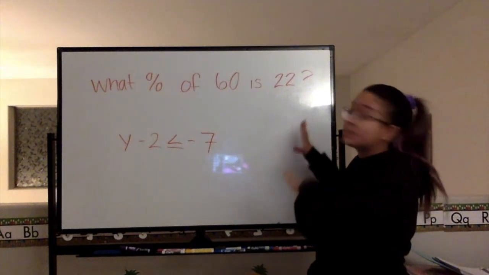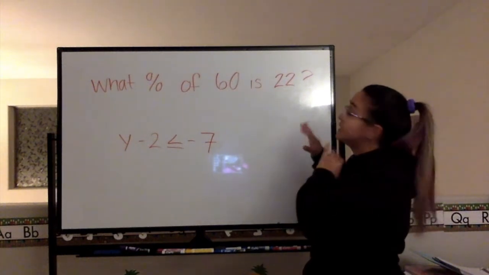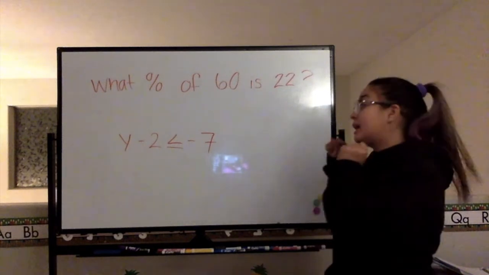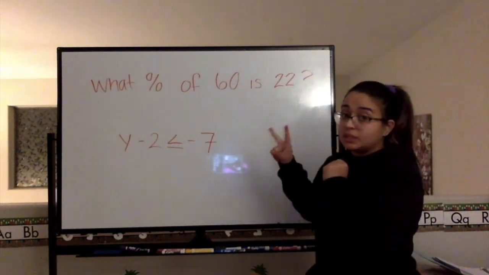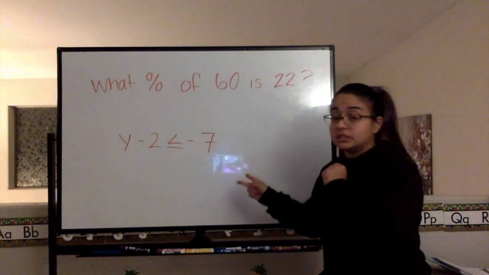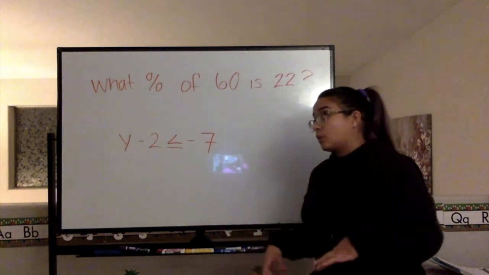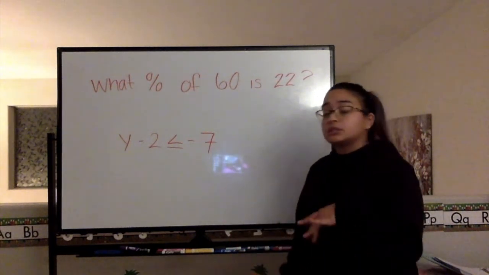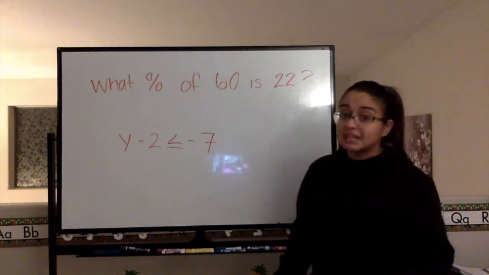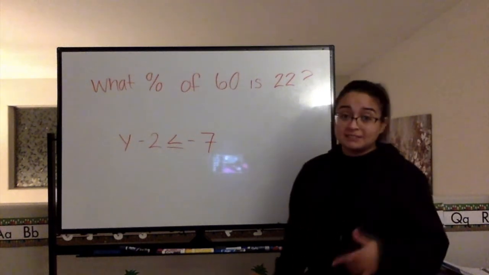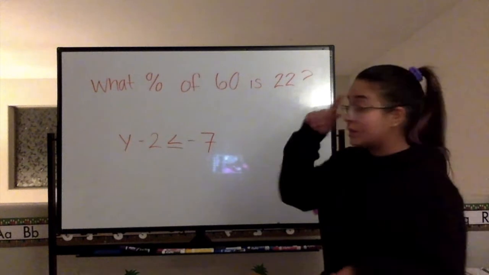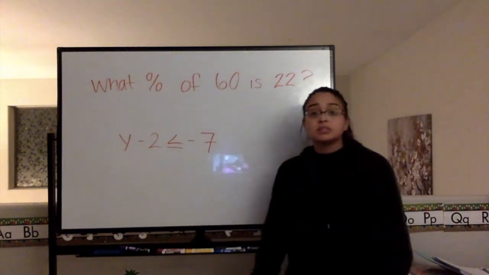First problem is, what percent of 60 is 22? And the second one is solving this inequality using addition and subtraction. The inequality is y minus 2 is less than or equal to negative 7. Okay, be mindful of your positive and negative symbols.